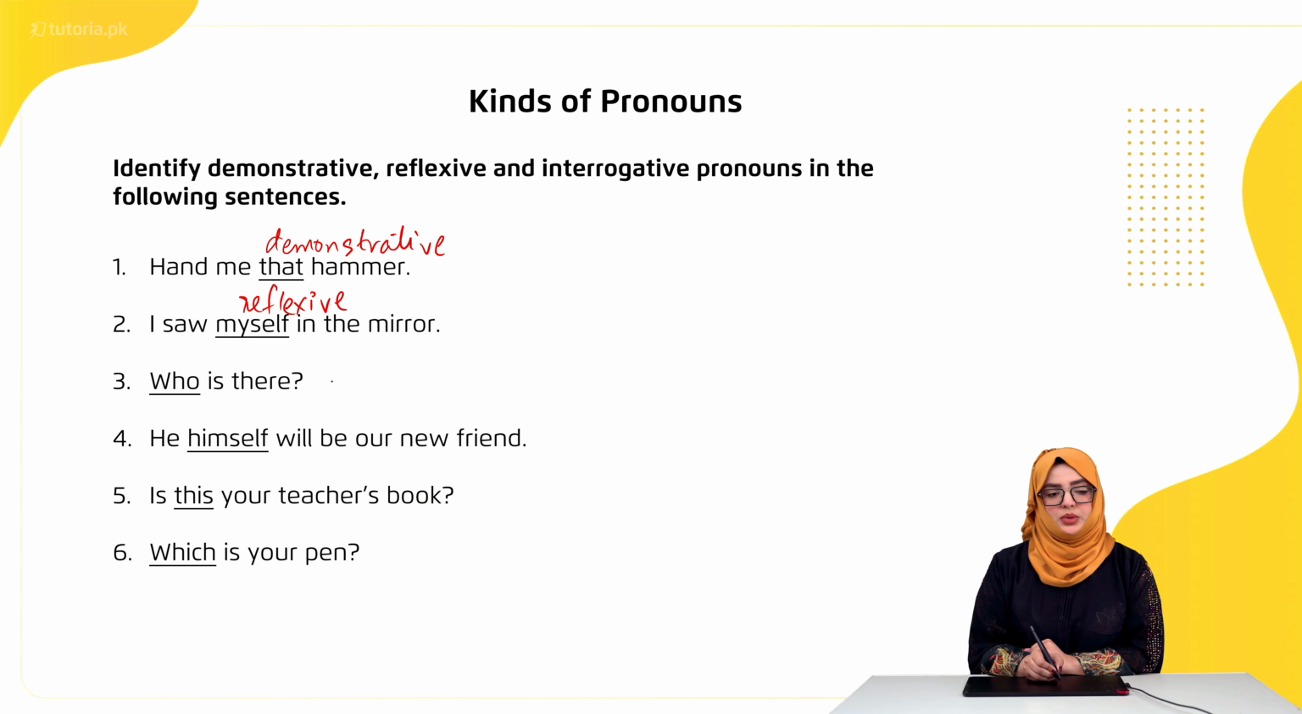Third is, who is there? Question आ रहा है, so it's interrogative pronoun. Fourth is, he himself will be our new friend. Again self वाला word आ रहा है, तो इसमें भी reflexive pronoun होगा.